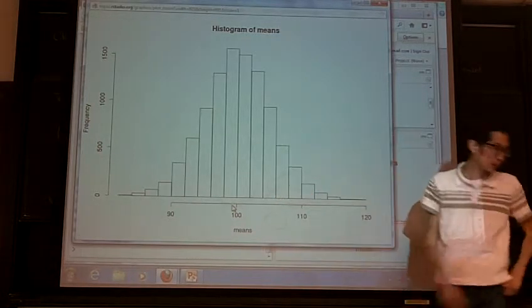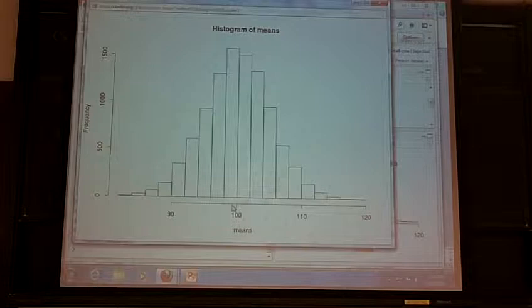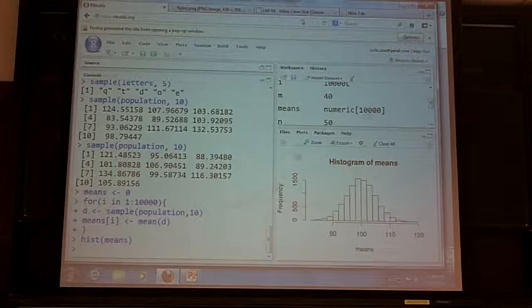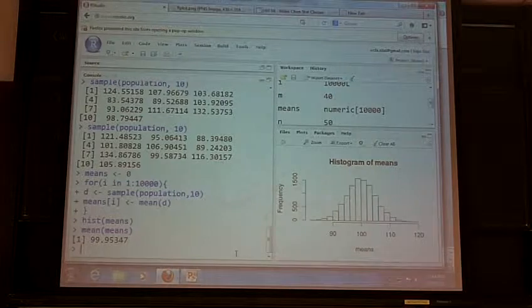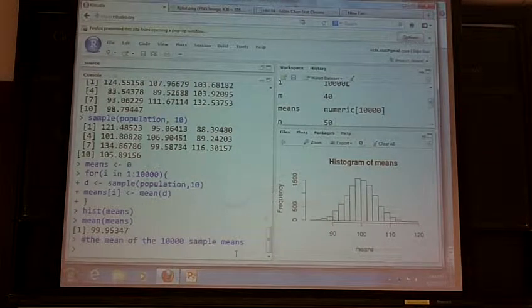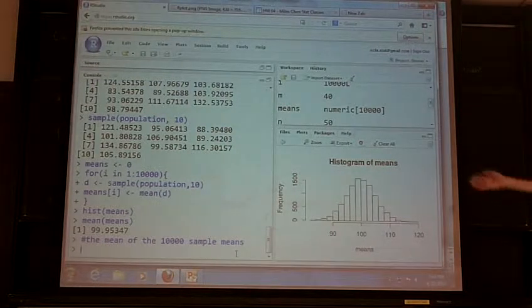We could calculate some statistics here. Means is just a vector of 10,000 values, and I could ask, what is the mean of all of these means? So this is the mean of all 10,000 sample means that I've observed. And that was 99.95, so very close to 100.